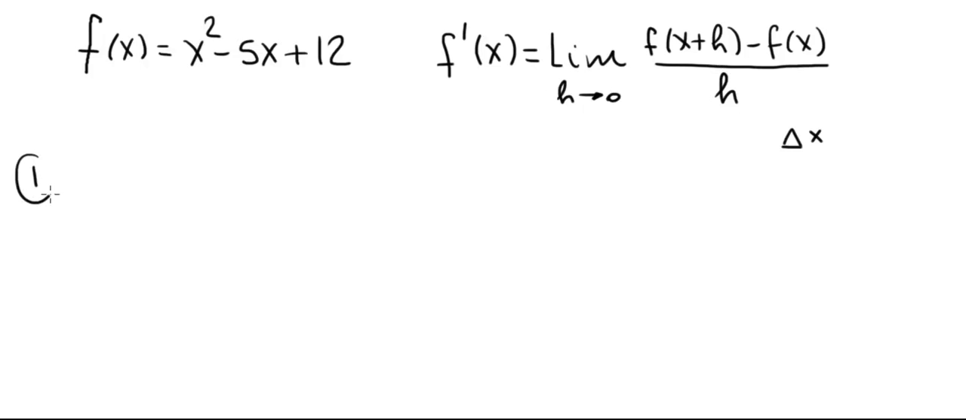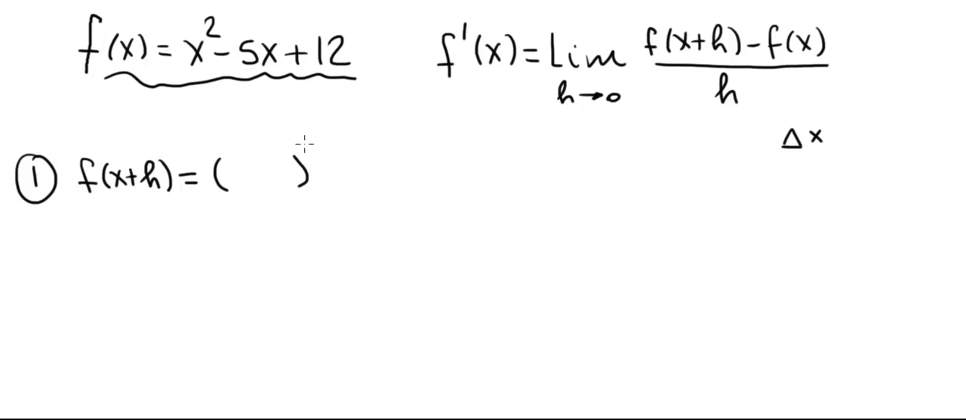Step number 1, we're going to compute f of x plus h. And the way to do that, go back to the function that we have, which is the polynomial x squared minus 5x plus 12. First, replace every x that you see with a pair of parentheses. So instead of x, we have parentheses squared minus 5 times parentheses. And then 12 doesn't have an x, so it stays 12. And now, in these parentheses, put x plus h. So this is what f of x plus h looks like.